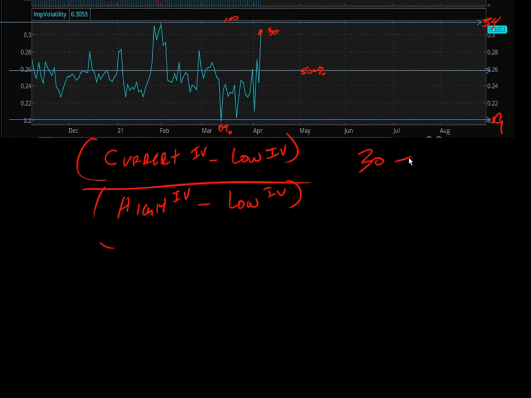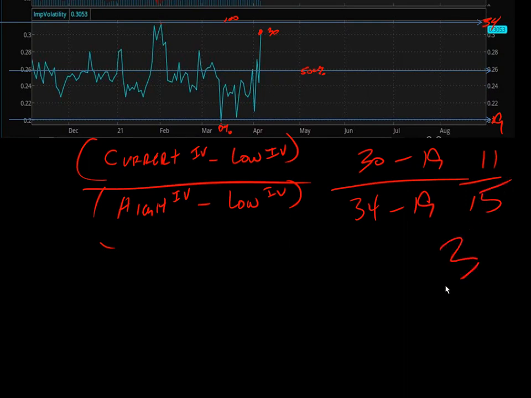If you want to see how TOS does it, basically you take the current minus the low and then divide by the high minus the low, which is 34 minus 19. So basically we're coming up with 11 divided by 15, right? And that basically gives us 35%. Somebody says 34.8%. All right.